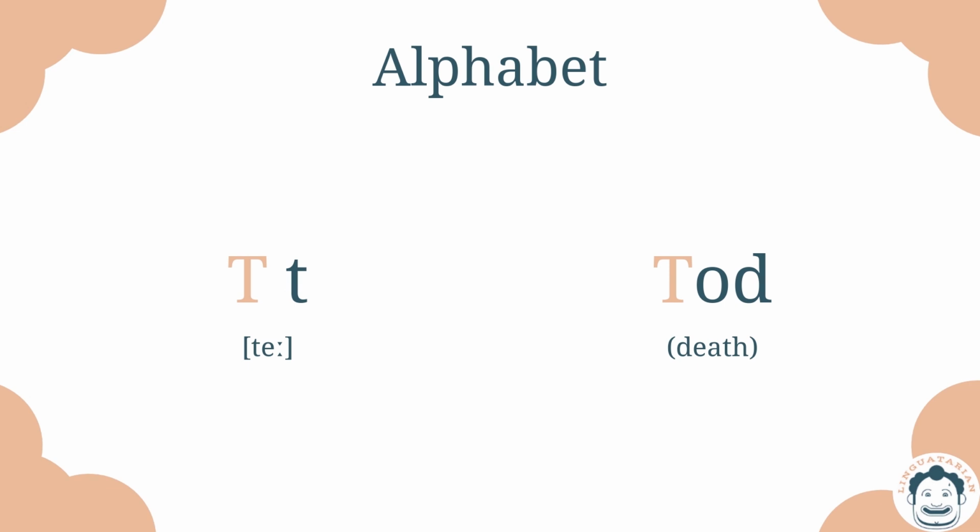Then we will move on to another letter, T. T, as in the word tot. Tot, meaning death. And if you'll notice, the D at the end here is also pronounced the same way, tot. In German, if a D comes at the end of the word, it will often be pronounced like this, T. So keep that in mind.